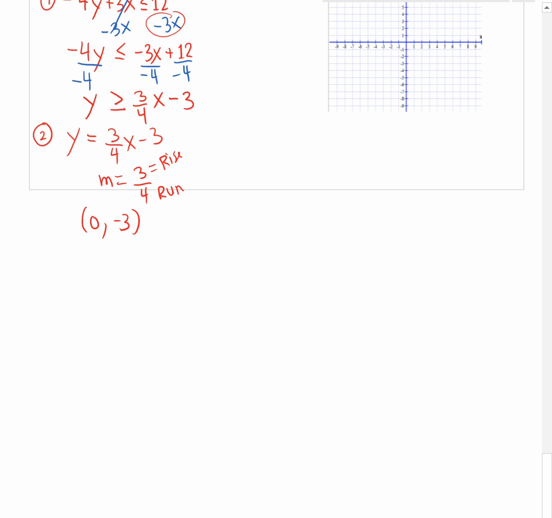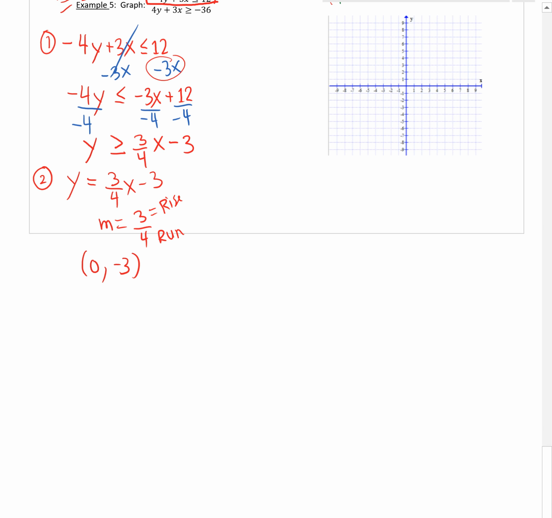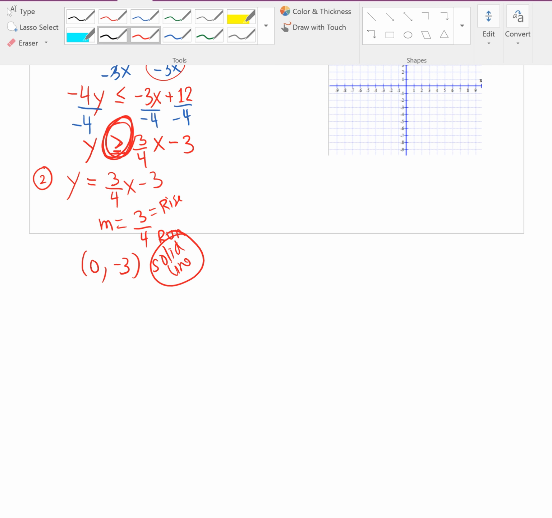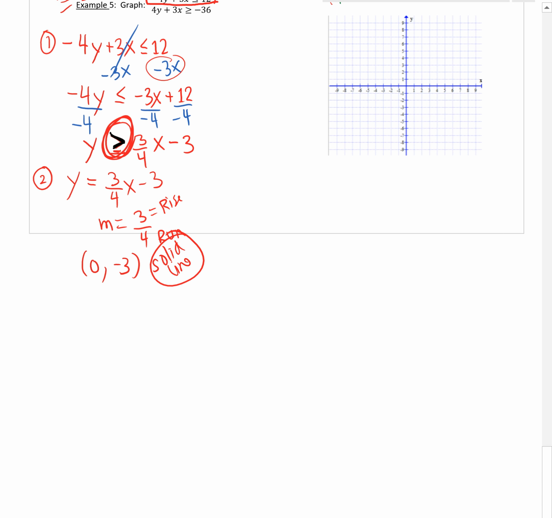Alright, and then I've got to think now, before I graph this line, am I going to have a solid line or a dashed line? Well, the inequality symbol was greater than or equal to by the time I solved for y. There's an or equal to in it, so that means it's going to be a solid line. I kind of made it not look like it had an or equal to, but remember, it did have an or equal to.